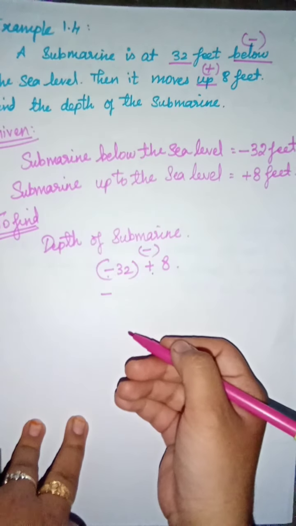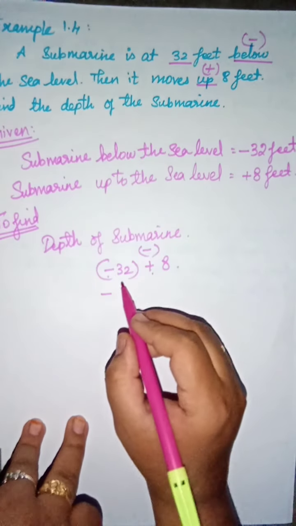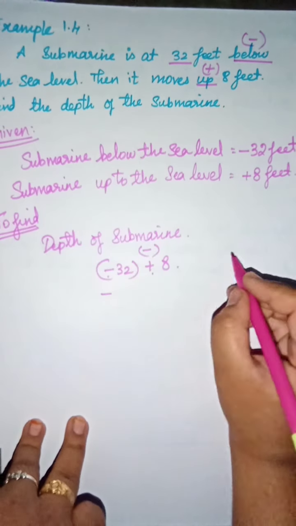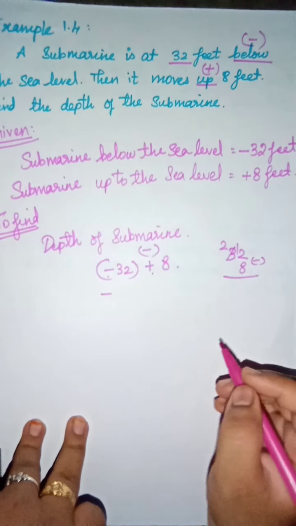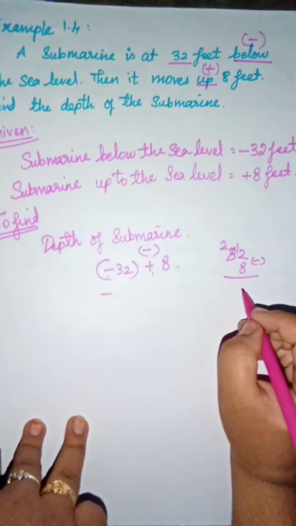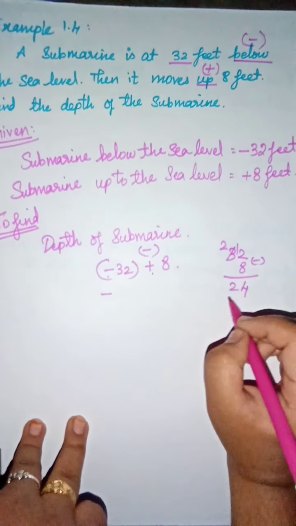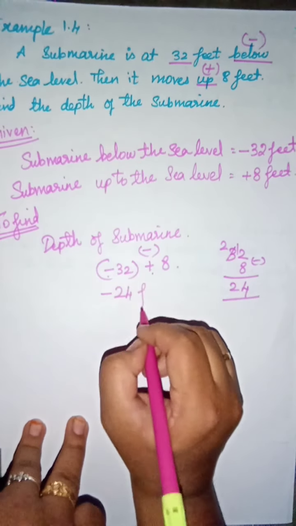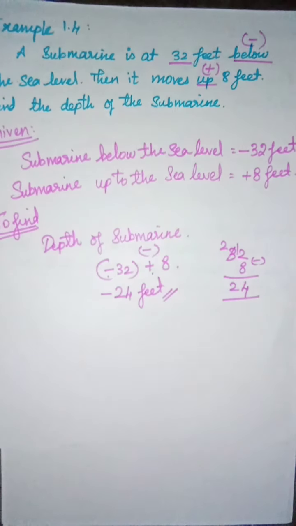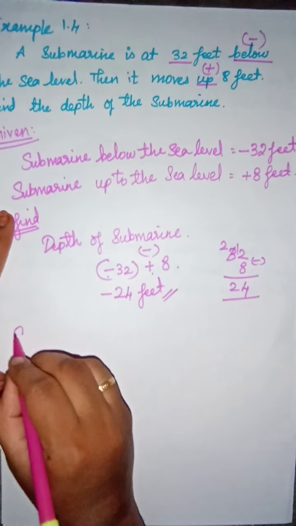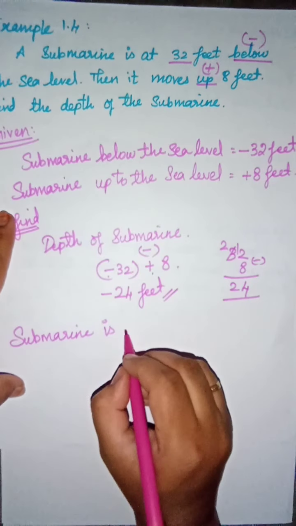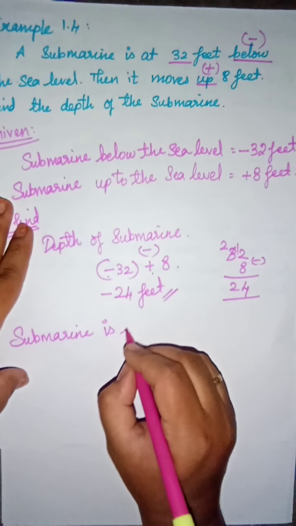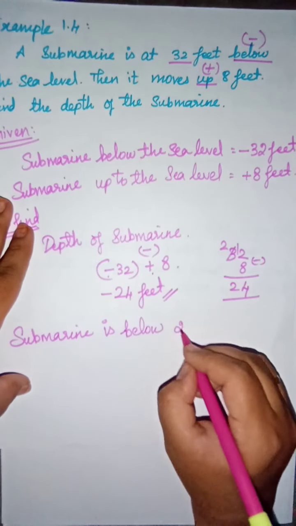Then we have to subtract these two, that is 32 minus 8. While subtracting we have to borrow, so here it should be 2. So 12 minus 8 is 4. Then the 2 comes down the same, so here it is 24 feet. So how should we answer? Since the answer is negative, we have to write that the submarine is below 24 feet.